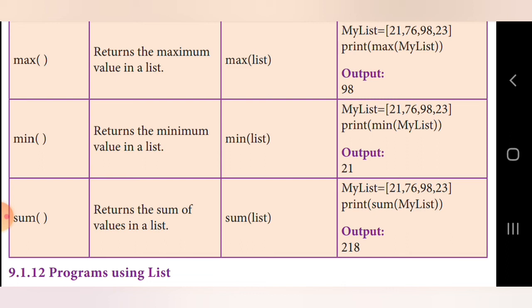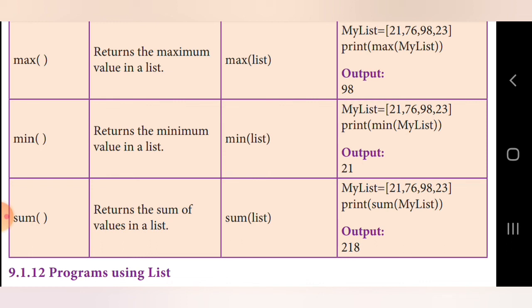Okay, and then the next function is min. Min is also a built-in function. It is used to return the minimum value in a list. Okay, so the general syntax for min is min of list. So now you can see the example, my list is equal to 21, 76, 96, 23. Now you can see which one is the minimum number from this list. Here 21 is the minimum number. Okay, so print within brackets min of my list. So it shows the output 21 because 21 is the minimum number.